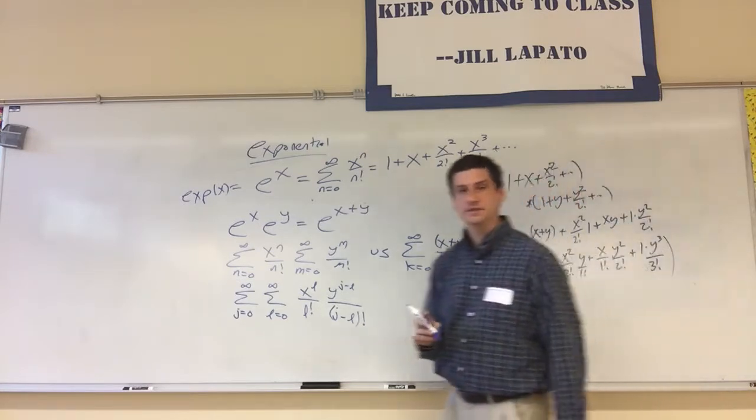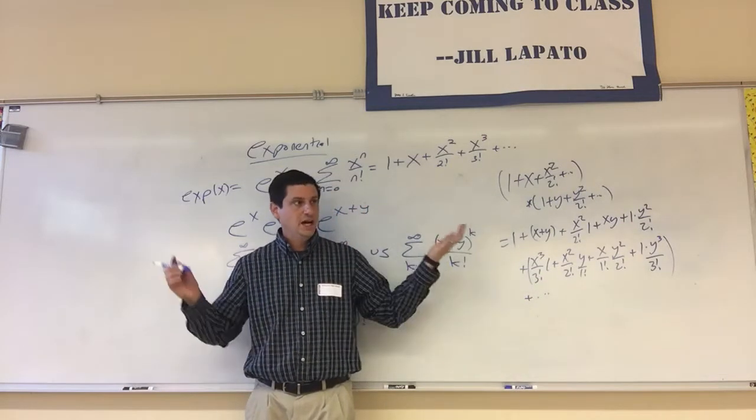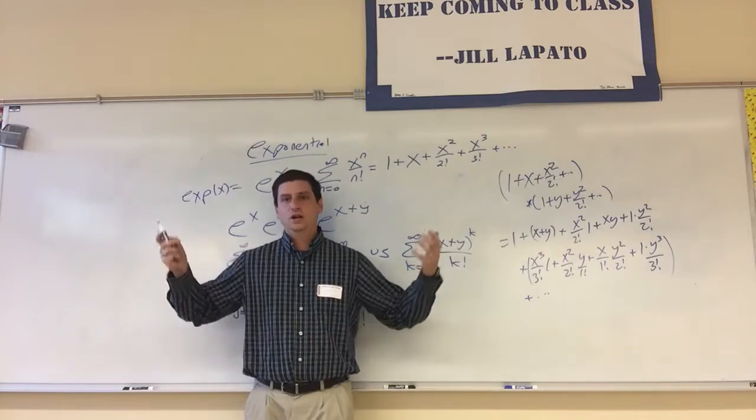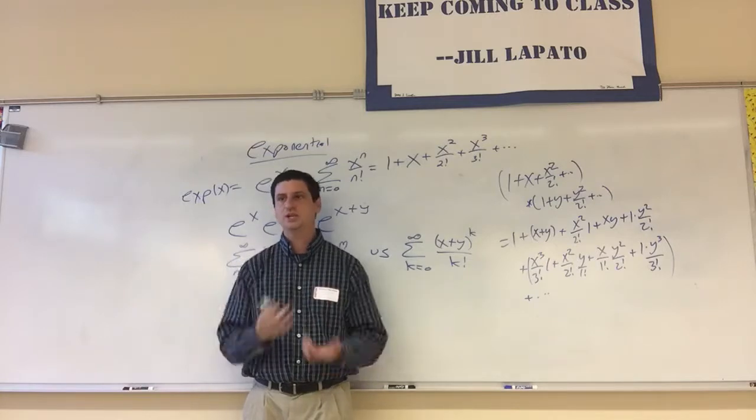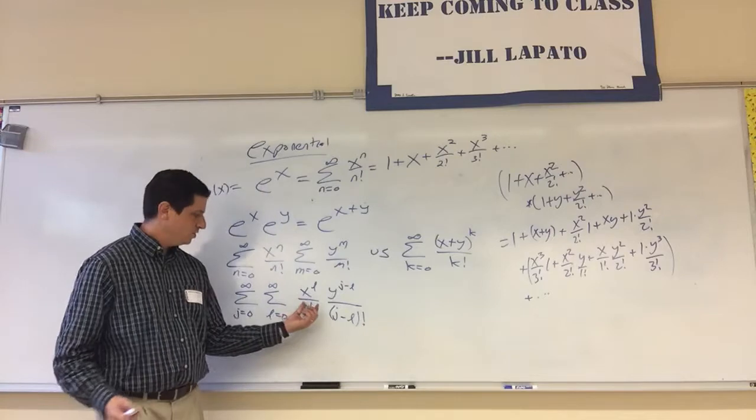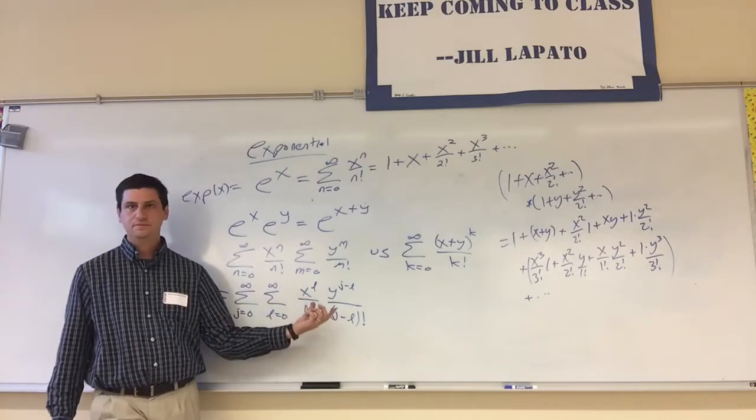And I'm just grouping things. The advantage of grouping things like this is I'm associating terms together that have the same weight. Let's put all the x and y's together where the sum of the exponents is 0, the sum of the exponents is 1, the sum of the exponents is 2, the sum of the exponents is 3. So this is the same as this sum.